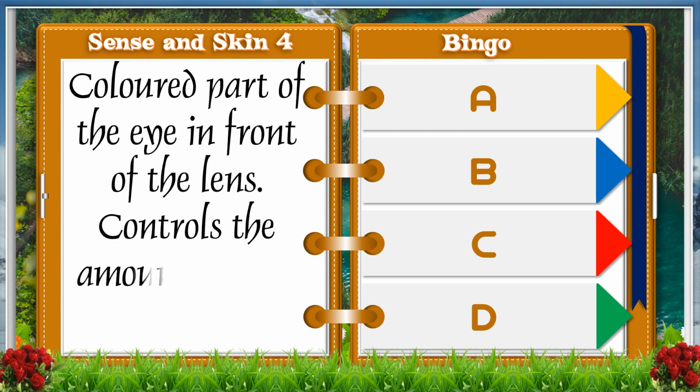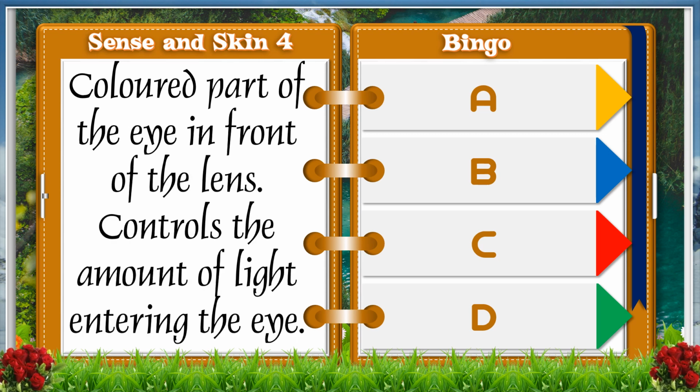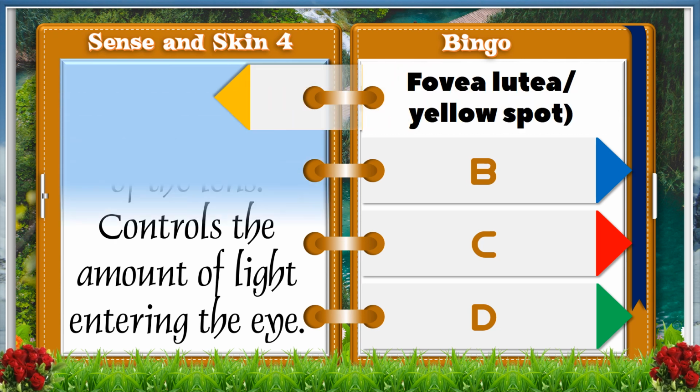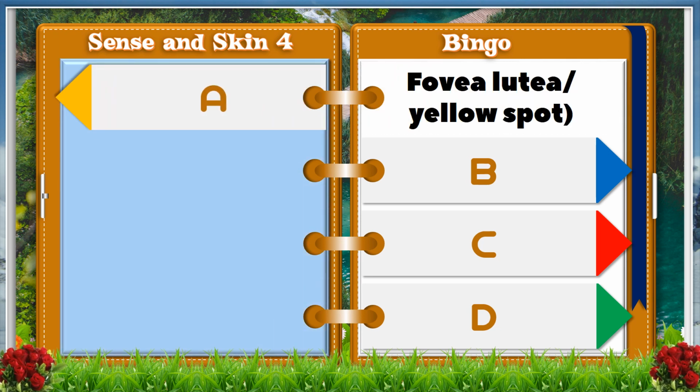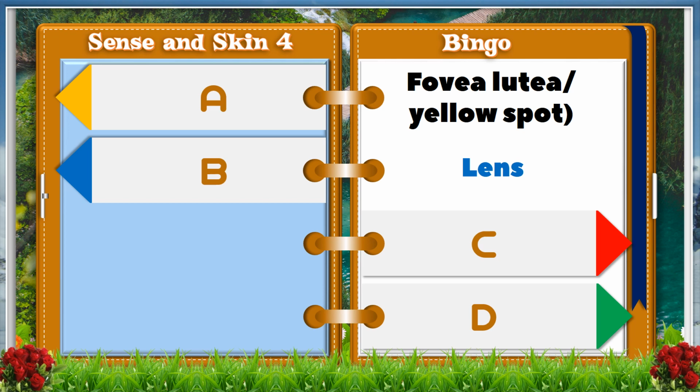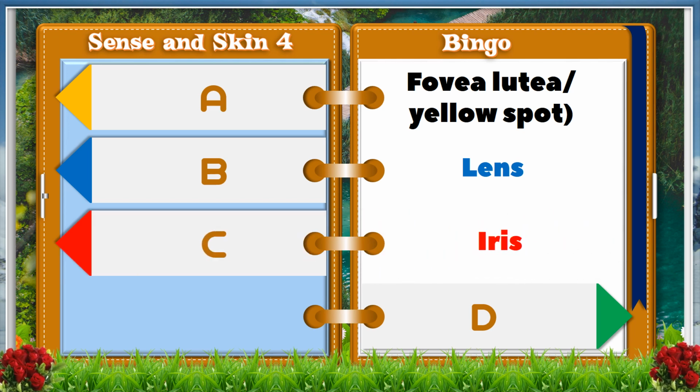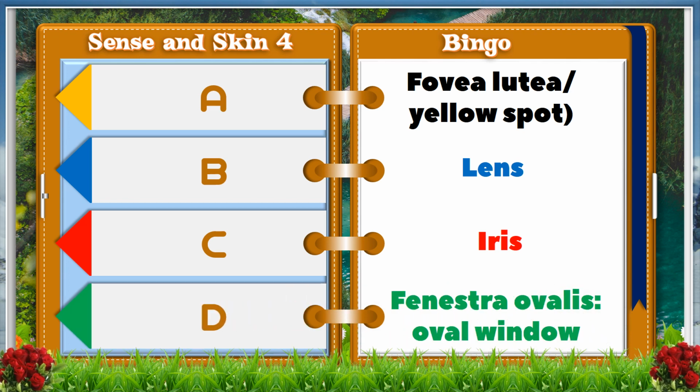Colored part of the eye in front of the lens, controls the amount of light entering the eye. A. Fovea. B. Lens. C. Eyelash. D. Oval window. And the answer is C. Eyelash.